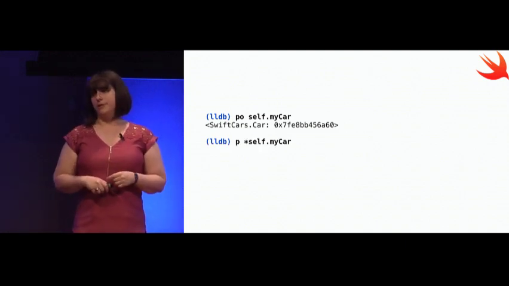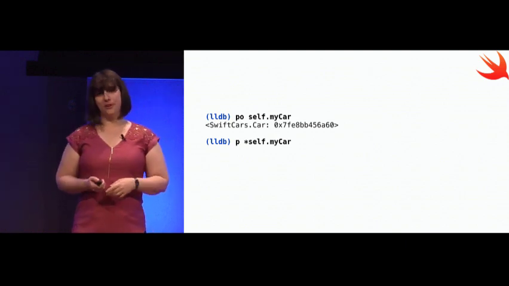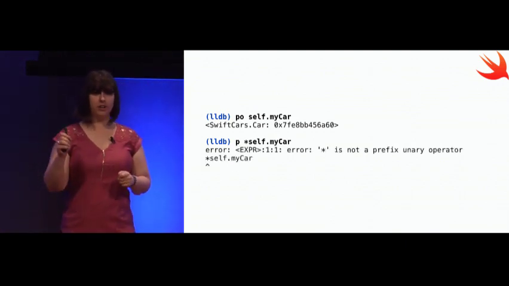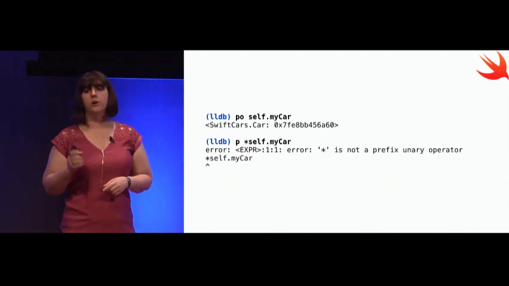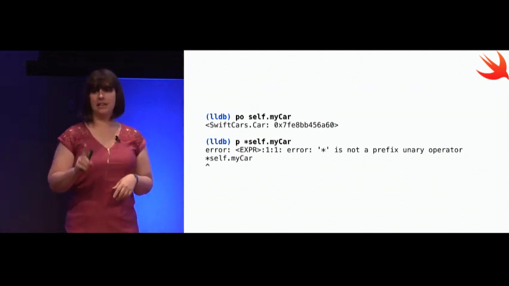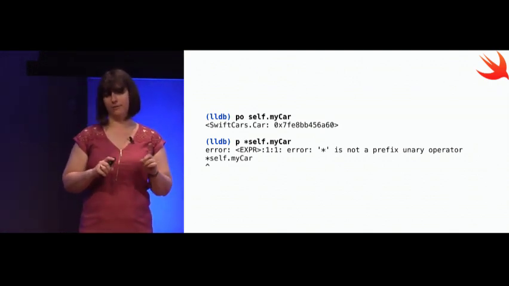But Swift pointers, you can't dereference them. It doesn't work like that. So if you try and do the p star, it won't work in Swift, unfortunately. But don't worry, there's a way you can get that same kind of information in Swift, which I'll tell you about in a little bit.